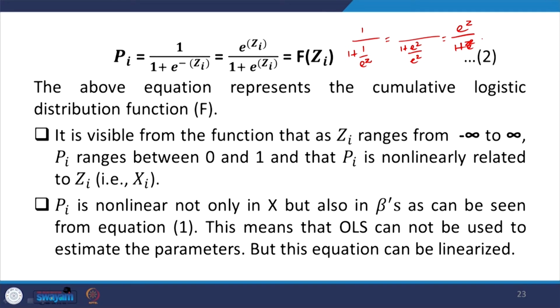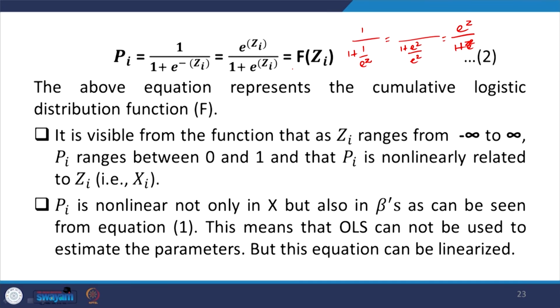Alright, so this is what e to the power z I over 1 plus e to the power z I is, which is nothing but called the distribution function of the logistic model. So, this represents this F function or the cumulative logistic function. The probability at any point can be defined through this particular equation so far as the logistic distribution is concerned.